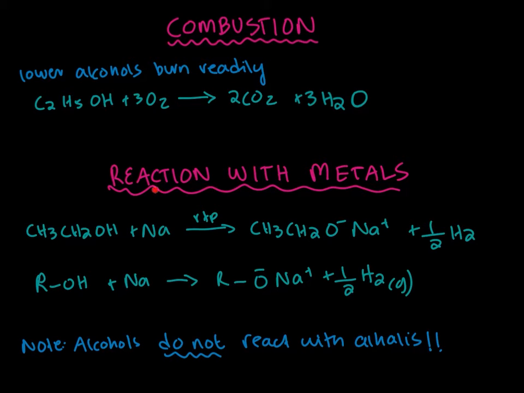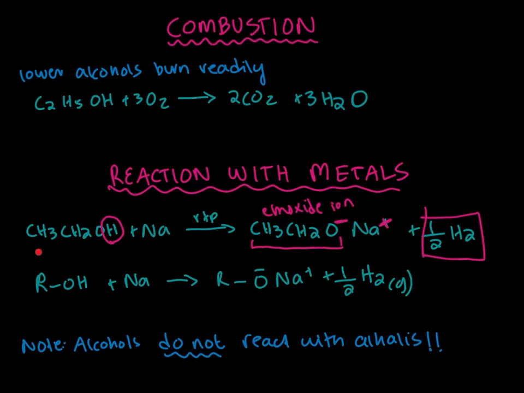The second reaction that we have over here is reactions with metals. So in this case, you have this alcohol and it's reacting with sodium over here. What's going to happen is that this hydrogen is going to be removed, and over here you're going to get an ion called the ethoxide ion. And this is going to be your salt. It's going to have a cation for sodium and an anion from the ethoxide ion. And in this case, you're also going to get half a mole of hydrogen.